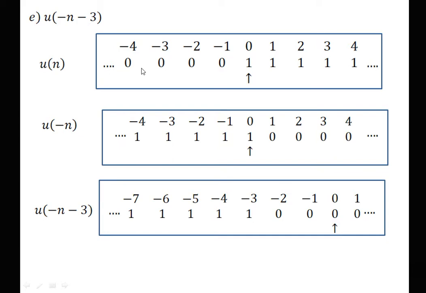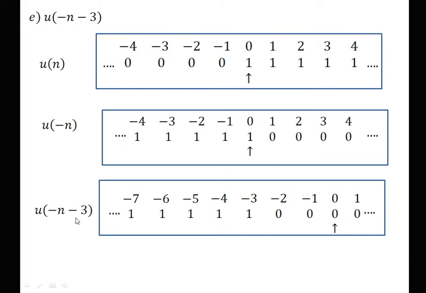So this is u of n. After that, first we apply the minus n, that is the folding operation. So this is u of minus n, exactly opposite shifting. After that we require to apply the advance operation. In advance operation, this is minus 3, but as the signal is folded, this minus 3 indicates the advance operation.